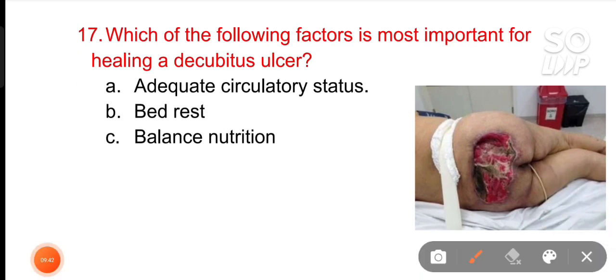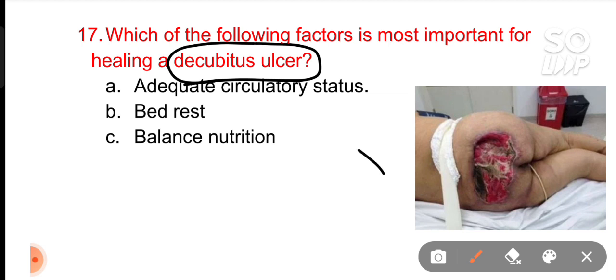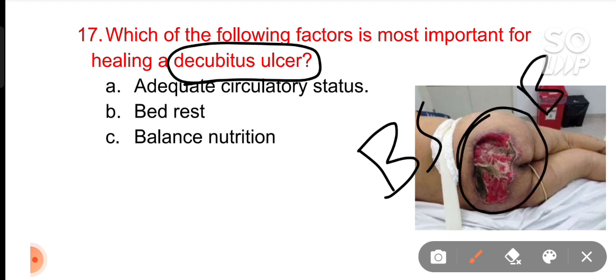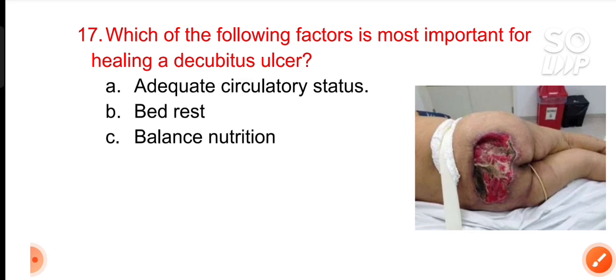The next question is, which of the following factors is the most important for healing of decubitus ulcer? Decubitus ulcer is also known as bed sore. So when the patient is continuously lying on the bed, the bony areas get infected, become a wound, which is called a bed sore. So which is the most important factor for healing of the decubitus ulcer?